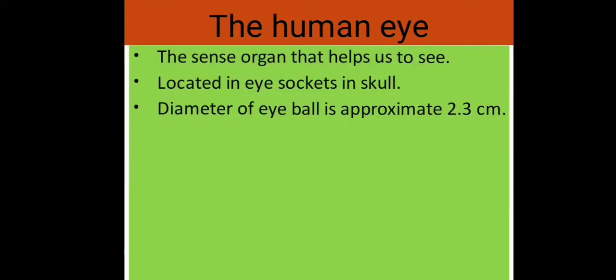The human eye is one of the most valuable and sensitive sense organs. It enables us to see the wonderful world and the colors around us. It is located in the eye sockets in the skull. The approximate diameter of the eyeball is 2.3 centimeter. It is a natural optical instrument which is used to see objects by human beings. It is like a camera which has a lens and a screen system.